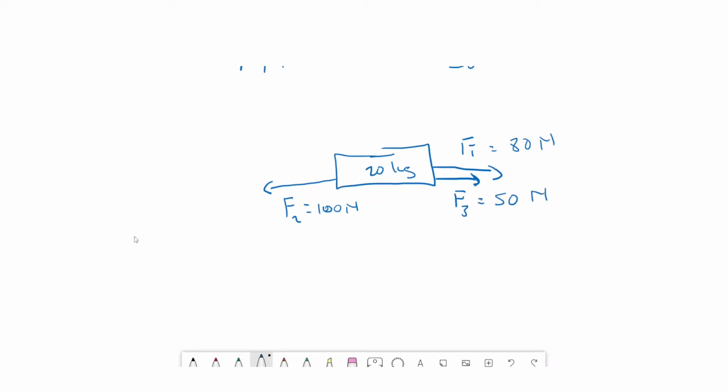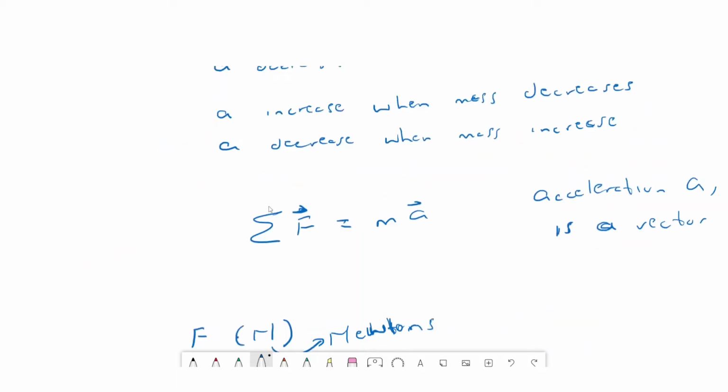Okay, now the question is to find the acceleration of the mass. So we want to know the direction that the mass is going to accelerate in. All right, so how would we go about doing this?